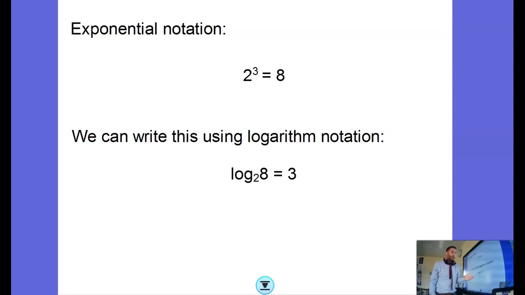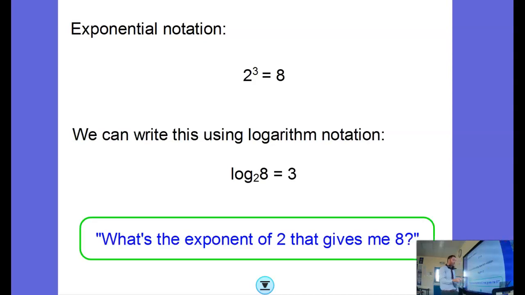So, what we can do with this is we can say that log base 2 of the number 8 equals 3. And that's telling us that if we have a base of 2, what do I power it by to get 8? That's what this kind of statement at the front there is. It's saying, what's the exponent of 2 that gives me 8? And the answer would be 3. The power of 3 gives me that.